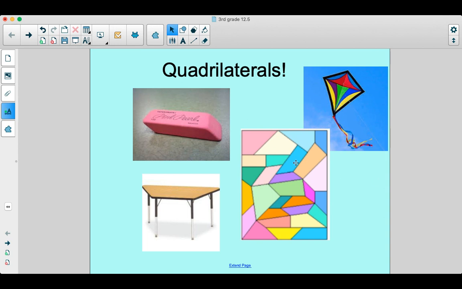And then I loved this one because art is everywhere and you can actually make art out of quadrilaterals. So I thought that was kind of fun.